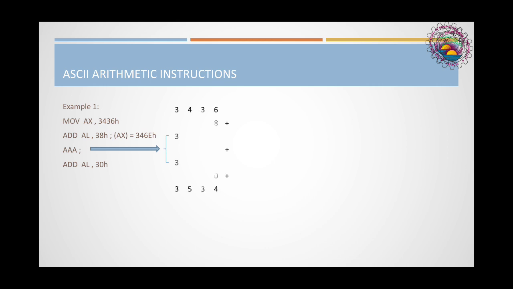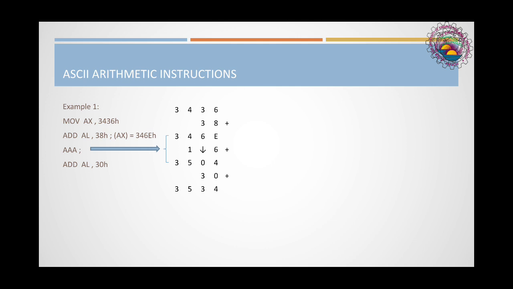So that is the calculation. In AX we are having 34, 36. We have added 38 with that value in AL. So the result will be 346E. Now when AAA is executed, ASCII adjustment after addition, there is E within the lower nibble of AL, so that requires the adjustment.